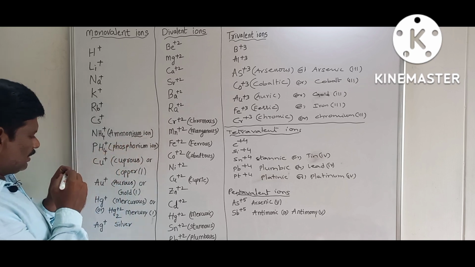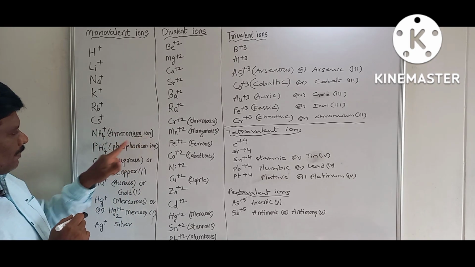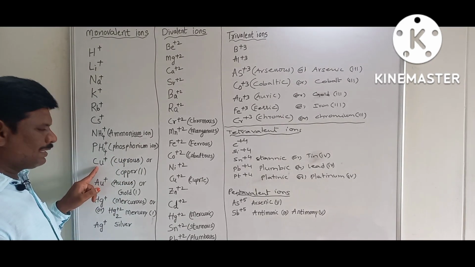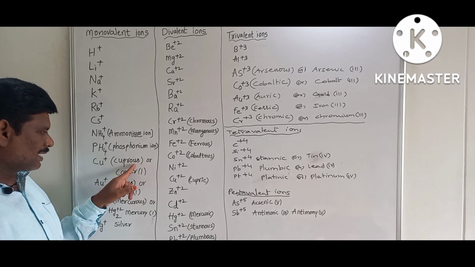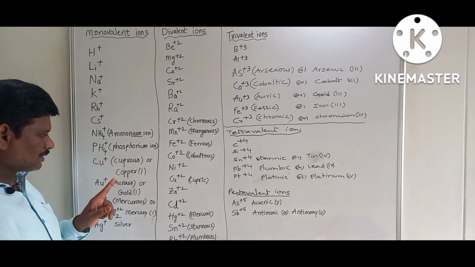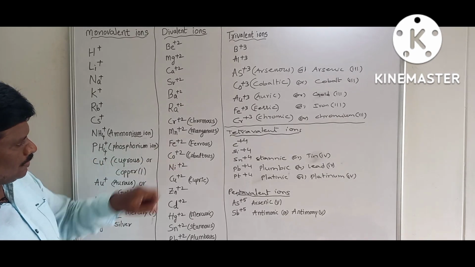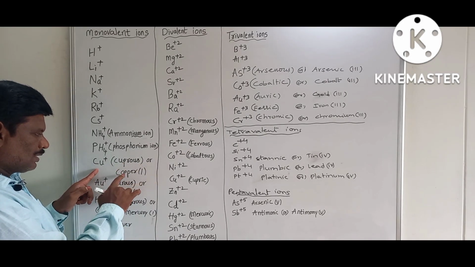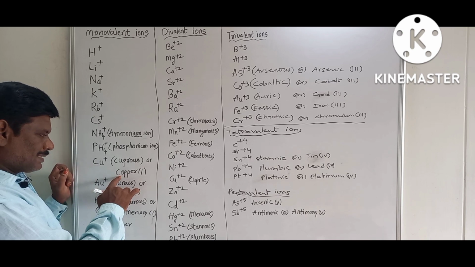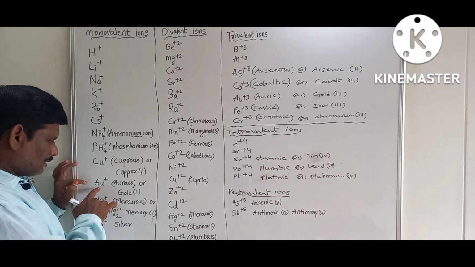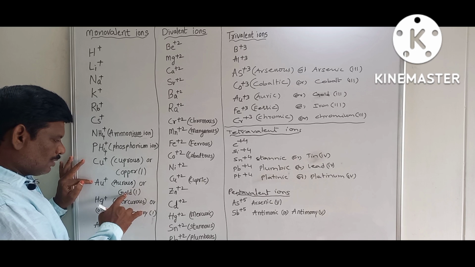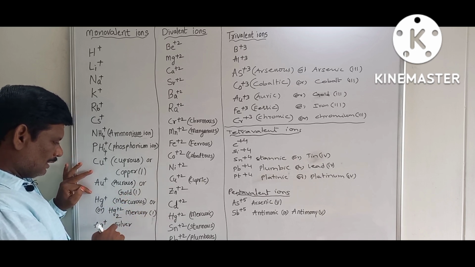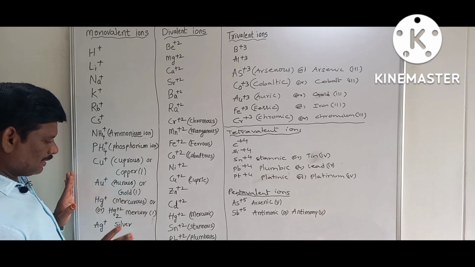You remember that one. NH4 plus, ammonium ion, PH4 plus, phosphonium ion. If the element having lower oxidation state ends with -ous, Cu having 2 oxidation states, Cu plus 1 and also Cu plus 2. Cu plus 1 oxidation state is cuprous. This one is also written as copper 1.